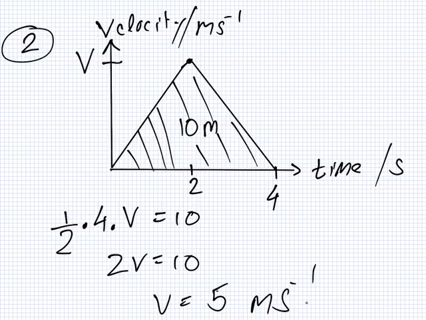Did you get 5 in the end? No. What do you mean, half and then 4? That's the area of a triangle. Should be 10, because the triangle has area 10 in this diagram. Yeah. Yes? Did you get this? Yeah.